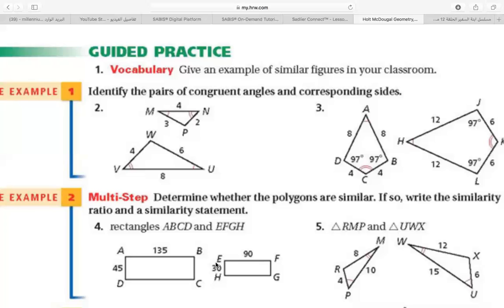Teacher, can I answer number 4? Have you finished it now? Because I have a session now. But tell me fast. Is the similarity ratio 3/2? Yes, 3/2.